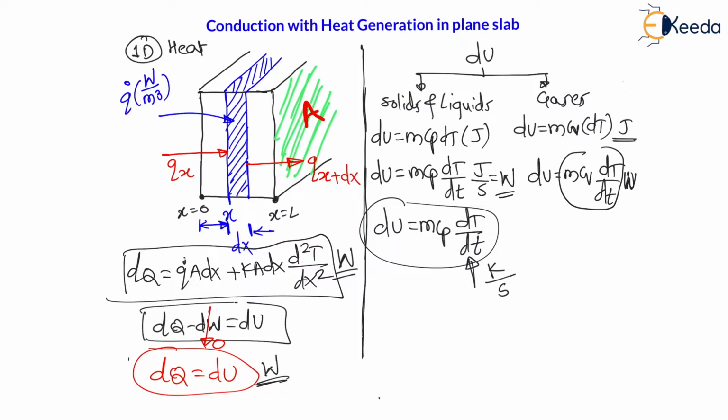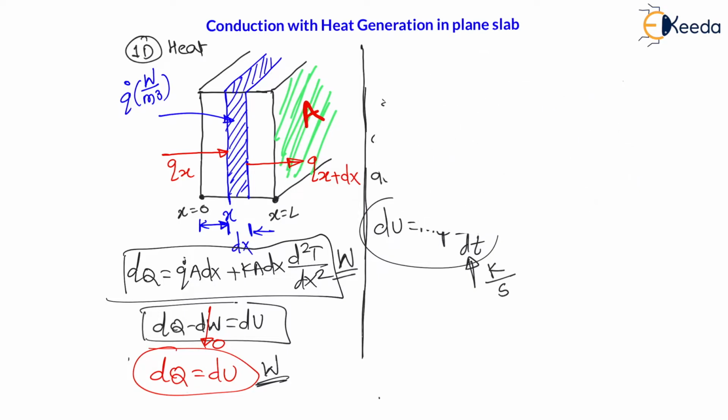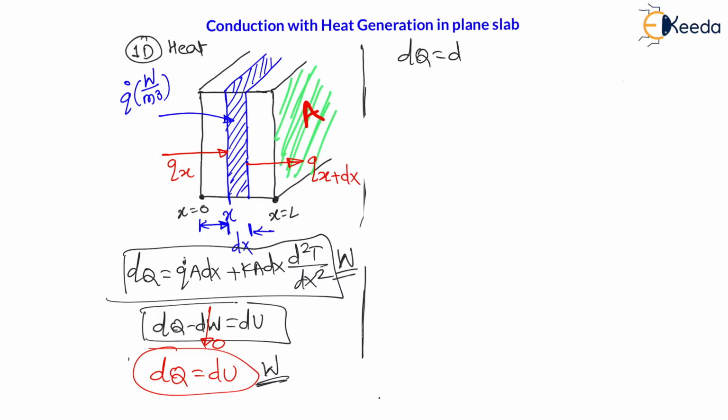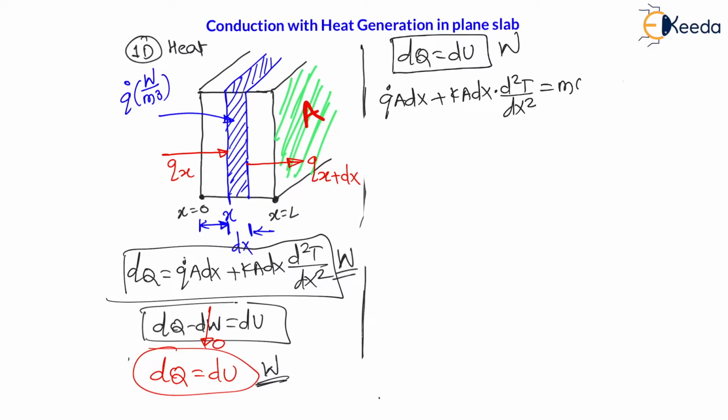So let us put here the internal energy and dQ in this formula. Therefore, my dear students, if I apply the first law and work is 0 here, the heat interaction dQ will become equal to the change in internal energy with respect to time, that is in watt. Therefore the heat interaction is q dot A dx plus k A dx into d2T divided by dx square is equal to dU, which is nothing but m cp.